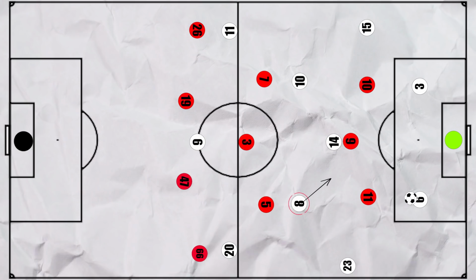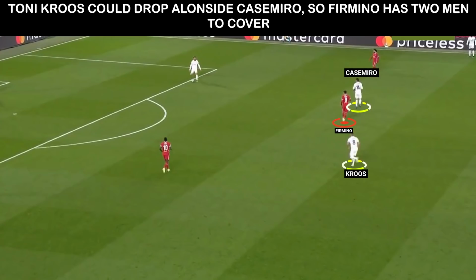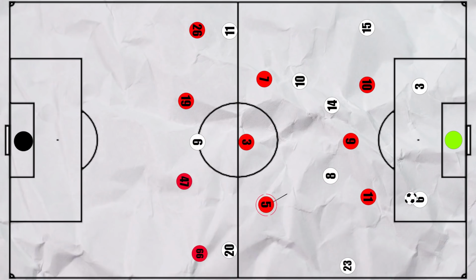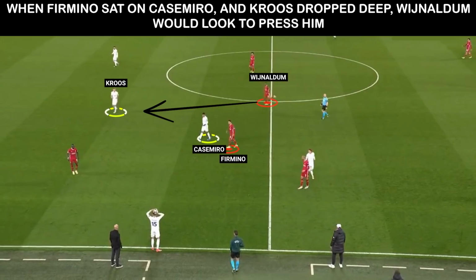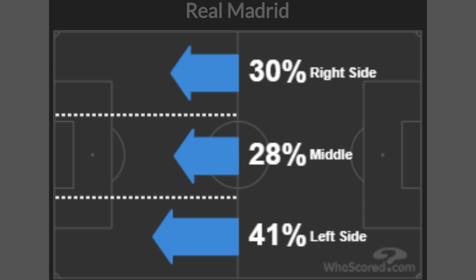So to play past the pressure, Real would look to push Kroos deeper to act as the second pivot alongside Casemiro and be another passing option. But Liverpool was steadfast in their pressing game, with Wijnaldum looking to go man-to-man with Kroos to cut off that option as well. But Real did find some success down the left-hand side.